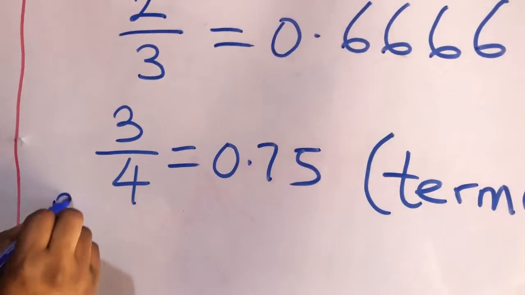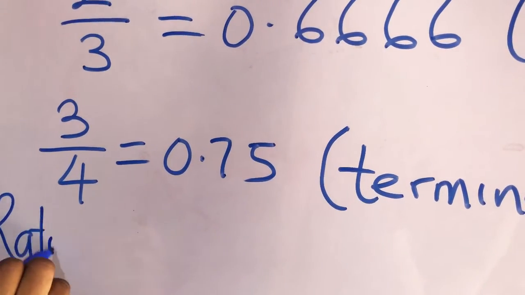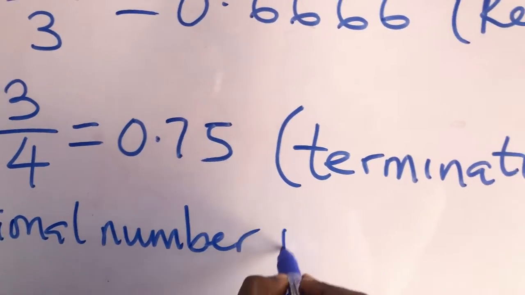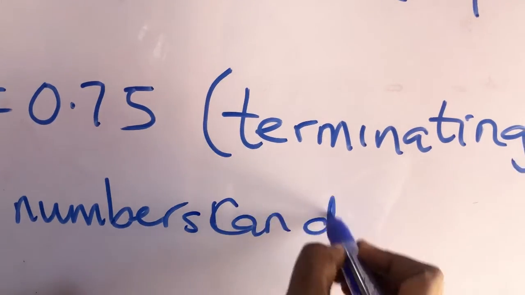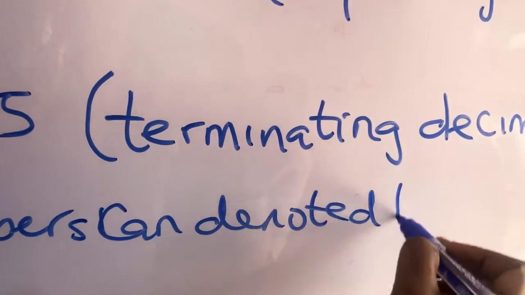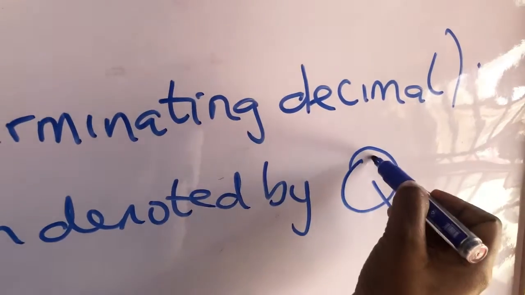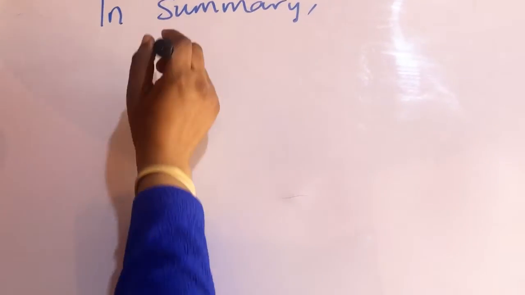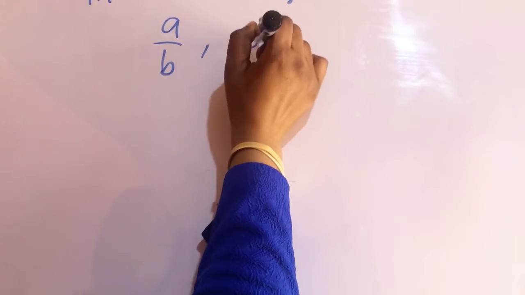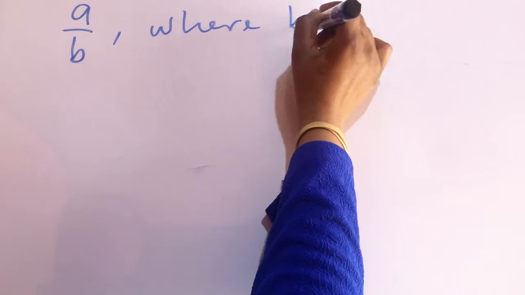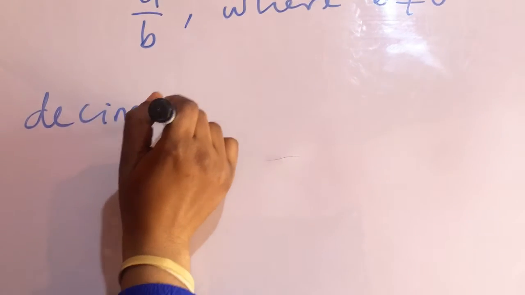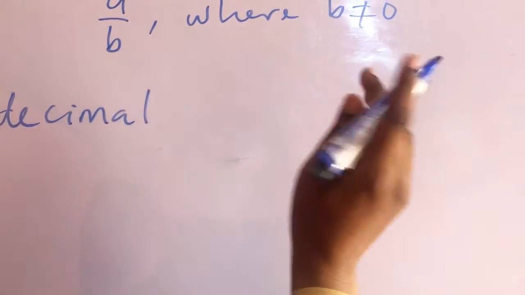Rational numbers can be denoted by capital Q. In summary, rational numbers are the numbers that can be expressed as ratio A divided by B, where B must not be equal to 0. Then its decimal equivalent should either repeat or terminate.